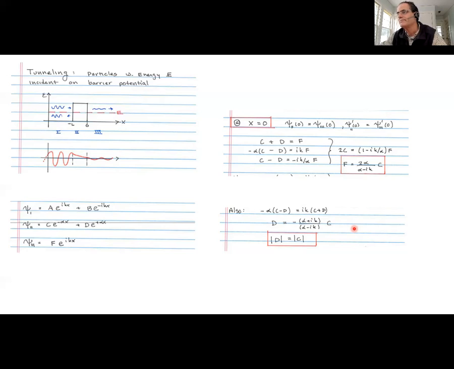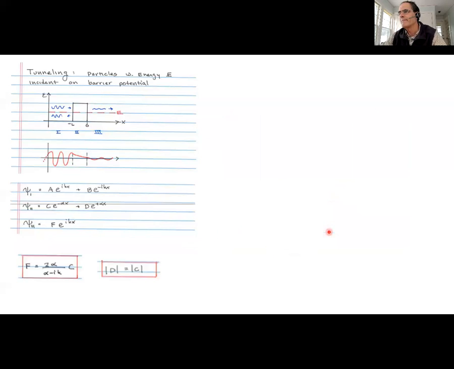Okay? Meaning that this expression tells me that the magnitude of d is equal to the magnitude of c times a factor of magnitude 1. So the magnitude of d is equal to the magnitude of c. Okay? Just hold on to that for a moment. So far, by using the first boundary condition, we have an expression for f in terms of c, and then we also have a relationship between c and d. Let's go on. So this is what we've found so far.